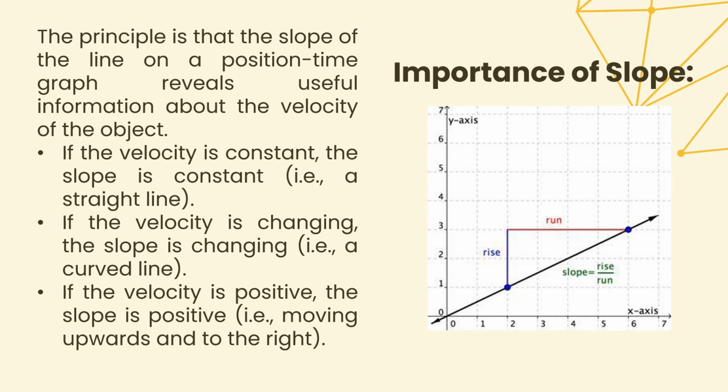What is the importance of slope in a position time graph? The principle is that the slope of the line on a position time graph reveals useful information about the velocity of the object. If the velocity is constant, the slope is constant, a straight line. If the velocity is changing, the slope is changing, a curved line. If the velocity is positive, the slope is positive, moving upwards and to the right.